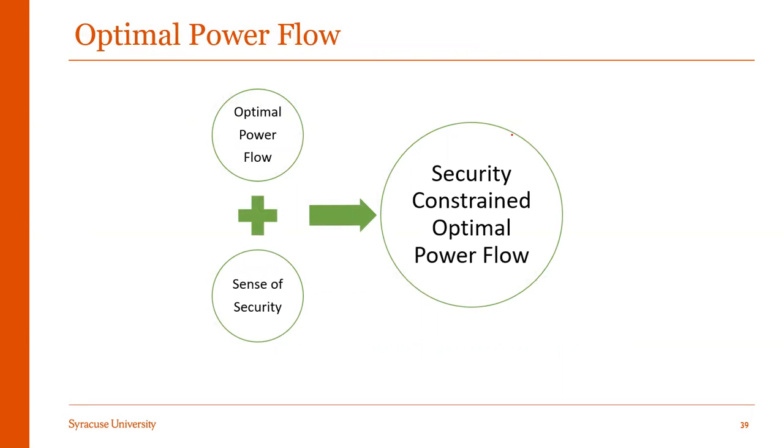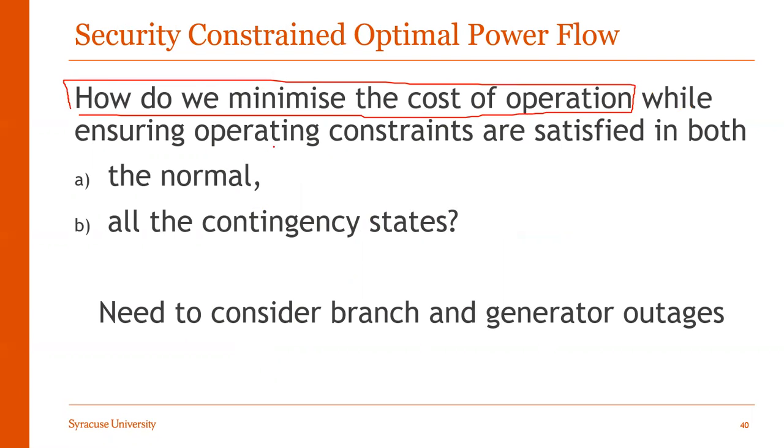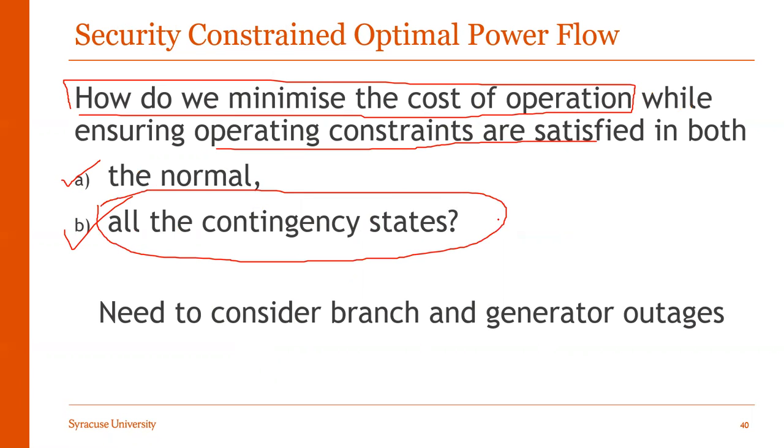As we discussed before, SCOPF is nothing but a combination of OPF and a sense of security, which in this case we are considering as an N-1 secure system. The basic point that we are trying to address is how do we minimize the cost of operation while ensuring that operating constraints are satisfied in both the normal and the contingency states. Basically, part B is the addition to the OPF.